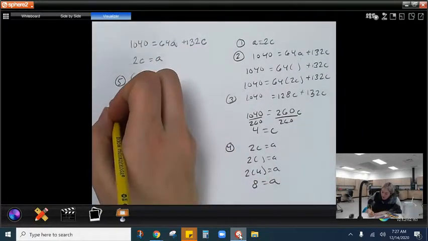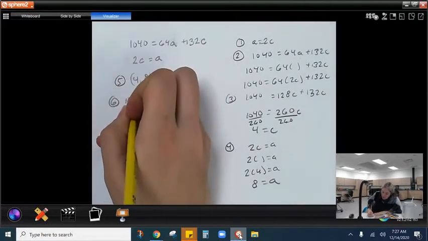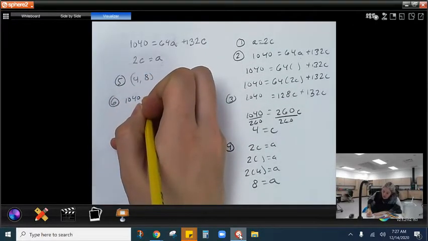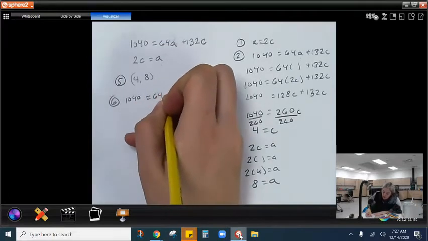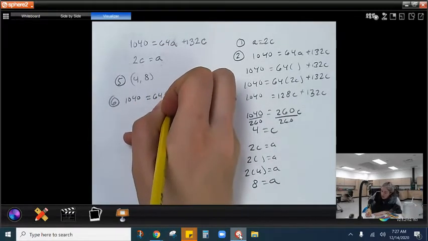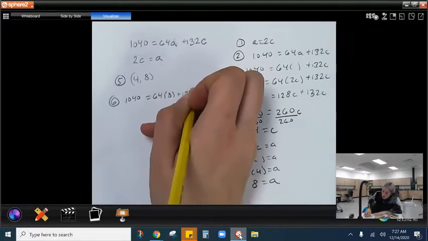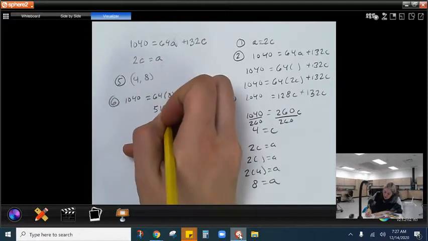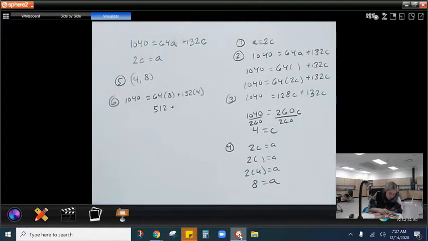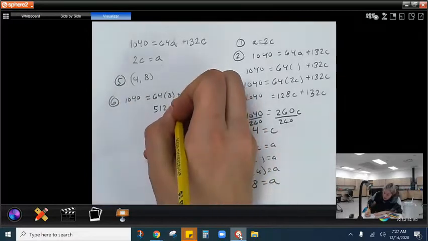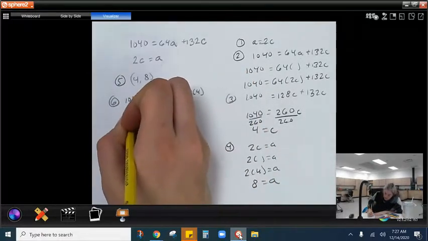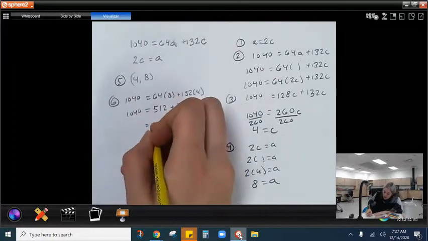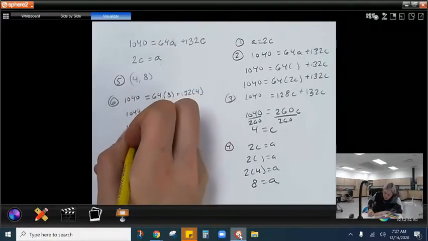And then I need to check it. So 1,040 equals 64. I'm going to put in my 8 for adults plus 132 and 4 for my C. See what I get for that. So 64 times 8 is 512. 132 times 4 is 528. Well, if I add those together, I get 1,040.